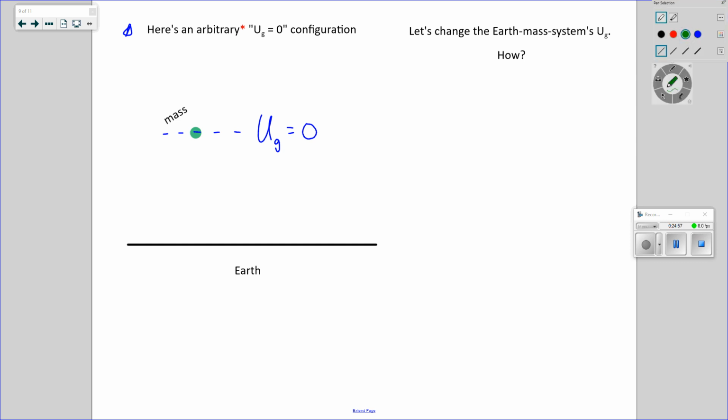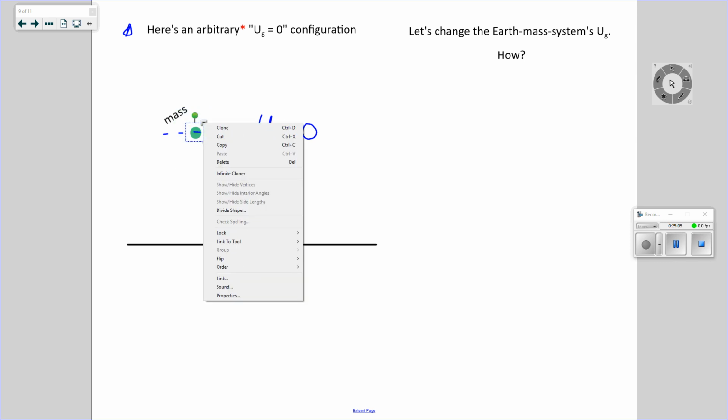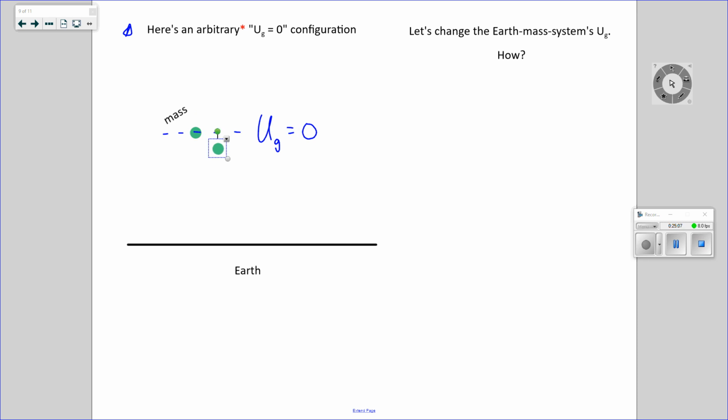How do we give this Earth-object system more gravitational potential energy? Well, we could do this. We could take the object and do this.